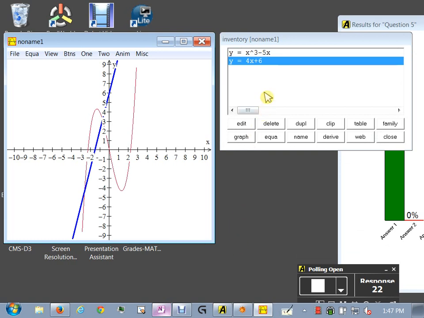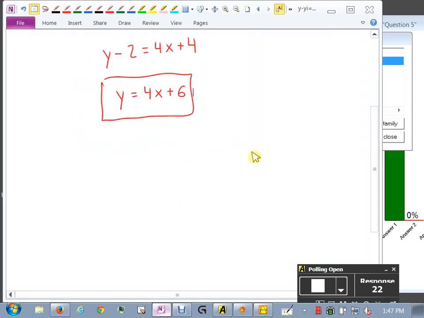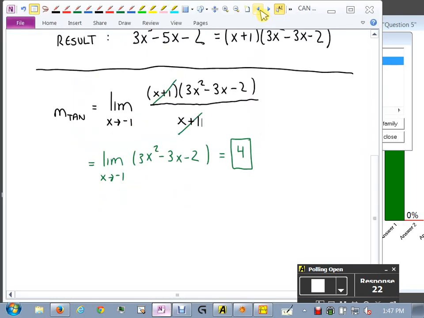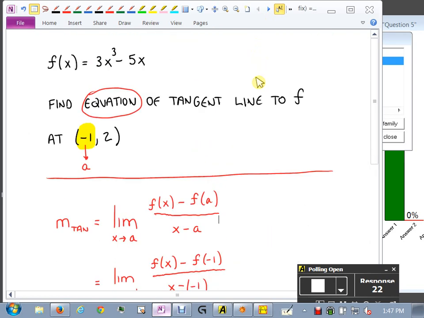Whoa. What was the original function? Oh, I forgot the 3. What was the original function? No.